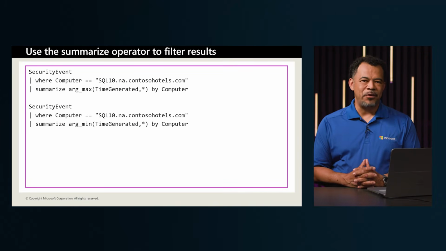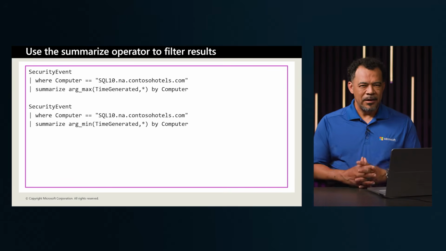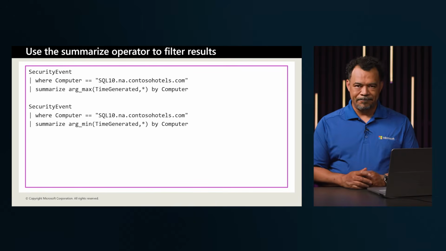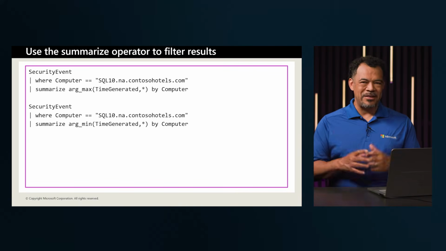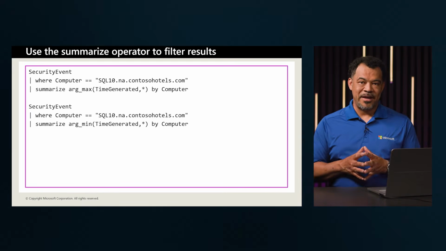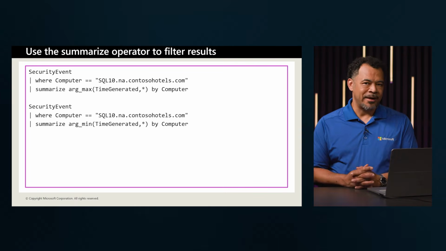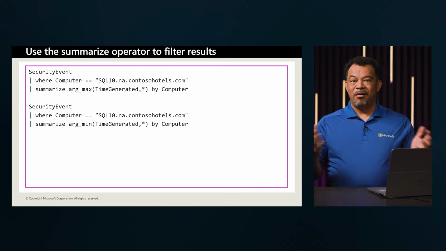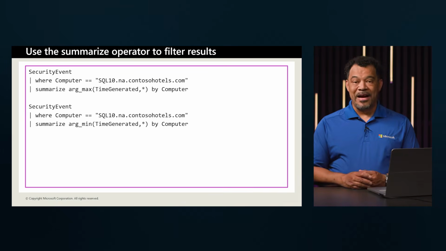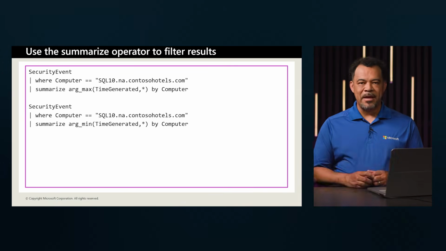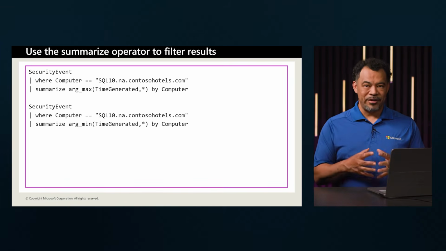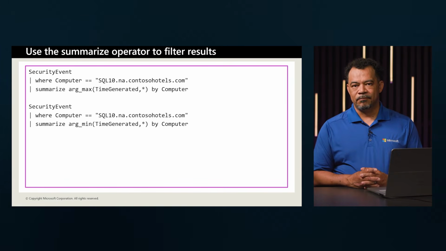Here we have another example of using the summarize operator. So the first query uses the argmax time generated command to return the latest events to the computer. The computer we're looking for is sql10.na.contosohotels.com, along with all other columns from that row. The second query does the opposite. It uses the argmin for the time generated. And this is going to return the earliest event for the same computer.